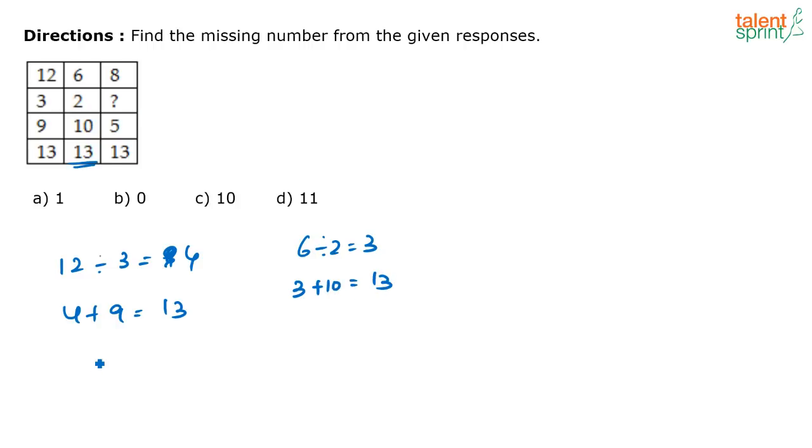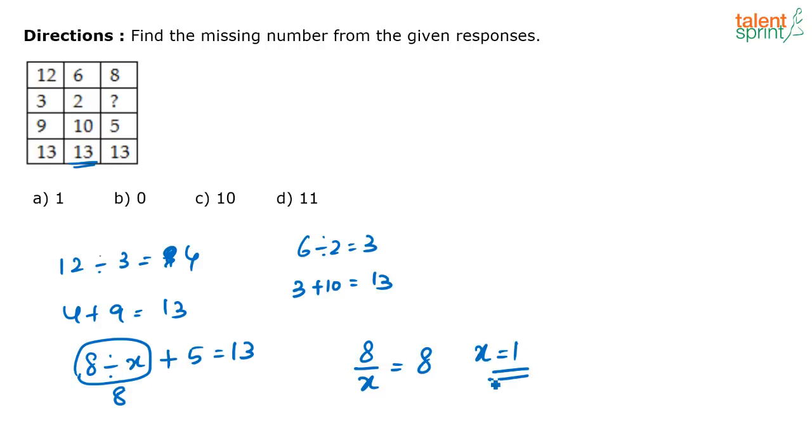So here what should it come? 8 divided by some number. The answer of that plus 5 should be 13. So what number plus 5 will give you 13? 8 plus 5 will give you 13. So when I do 8 divided by x, my answer should be equal to 8. What can be the value of x? X has to be 1. Correct answer is option A.